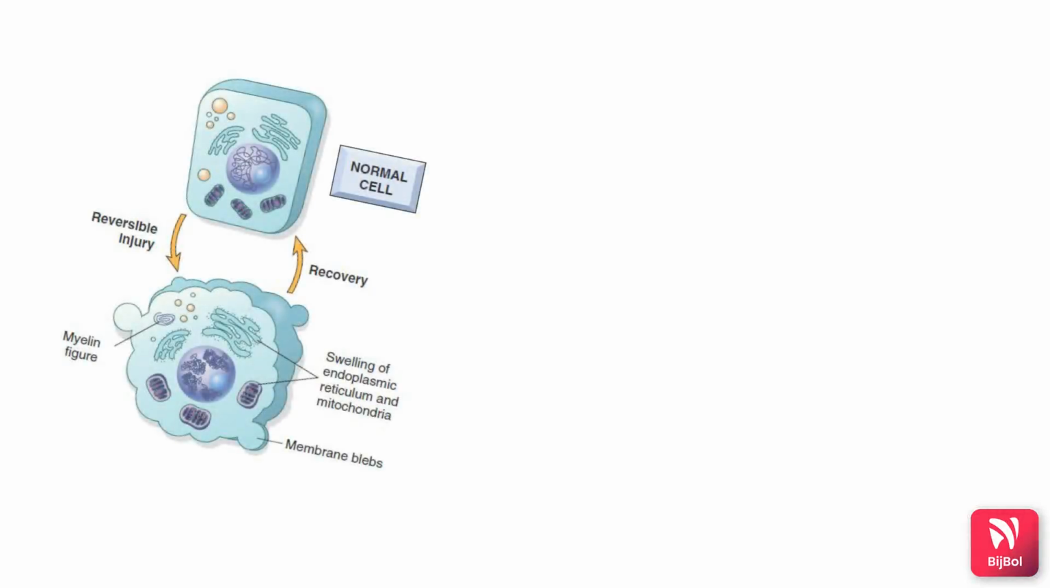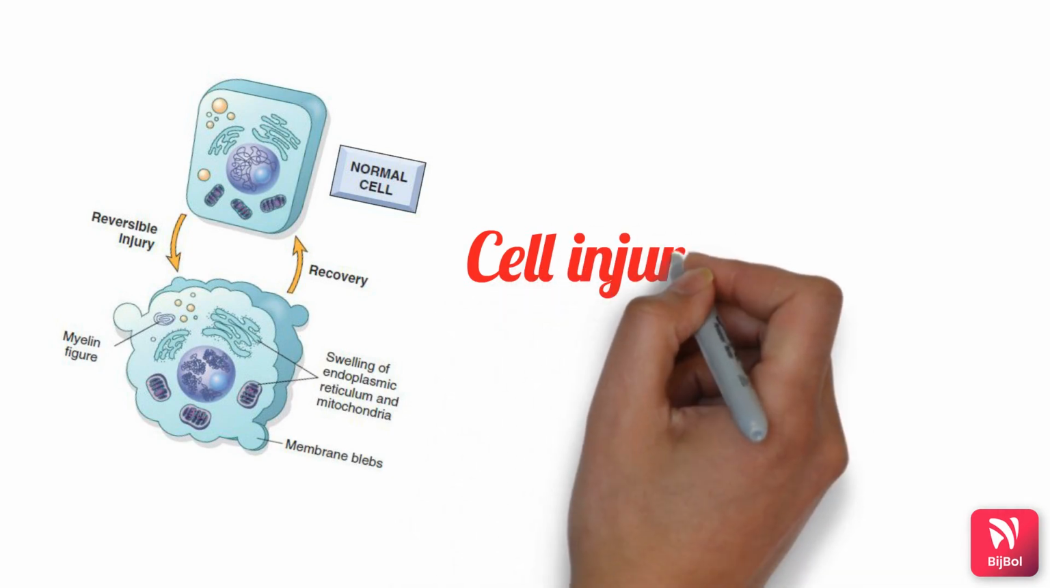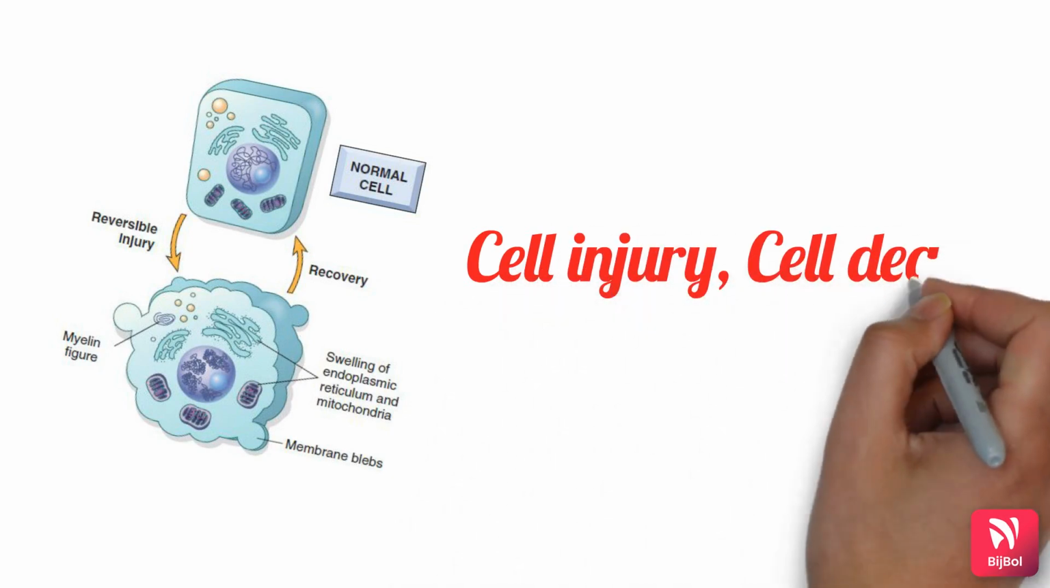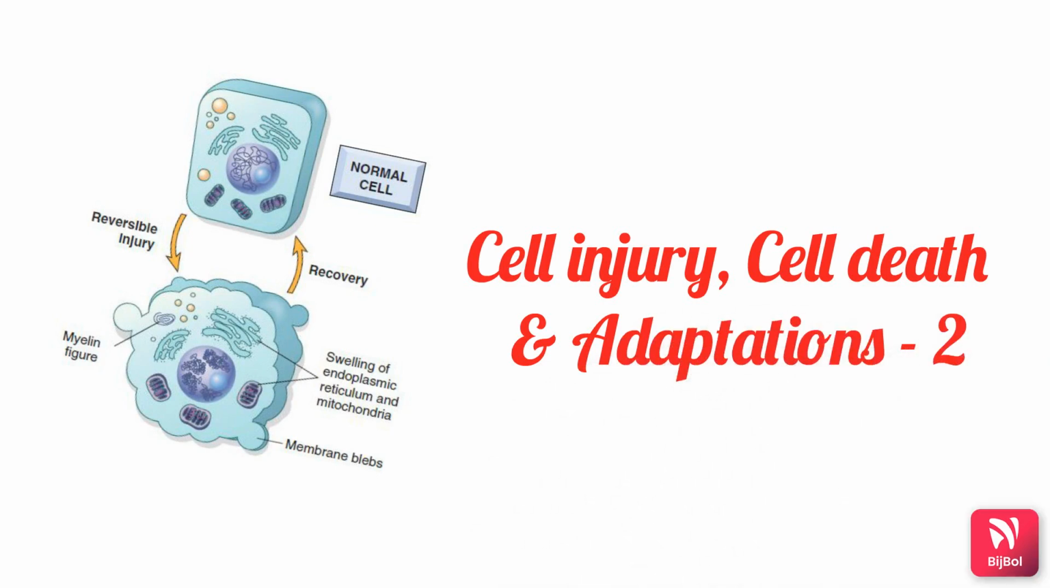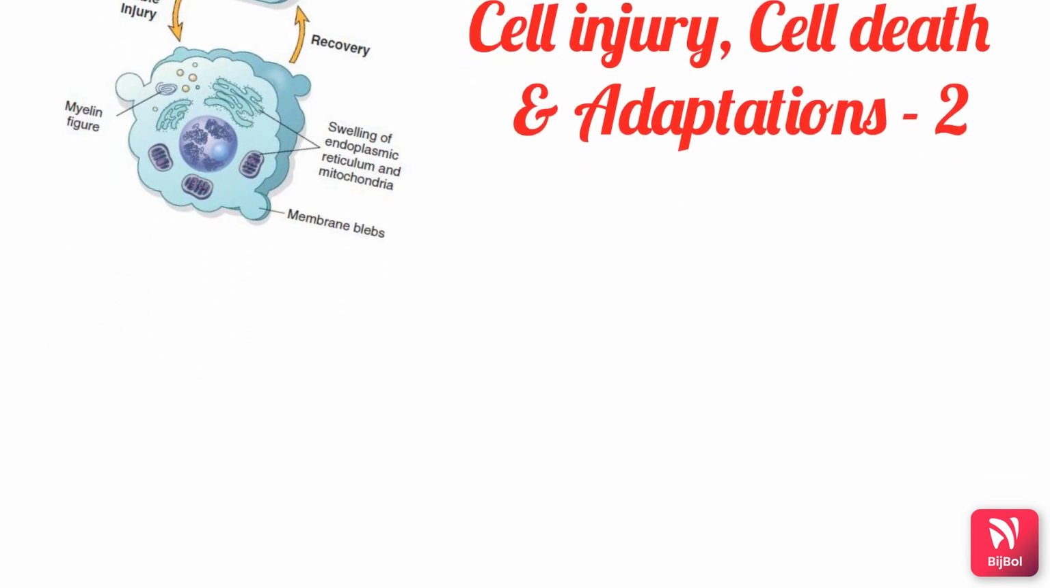The present topic of discussion is cell injury, cell death and cellular adaptations, which is the second part. So here we will be discussing irreversible cell injury in detail. That is, irreversible cell injury types, the cell death types like necrosis and apoptosis, will be dealt with in detail. Now let's see about irreversible cell injury.